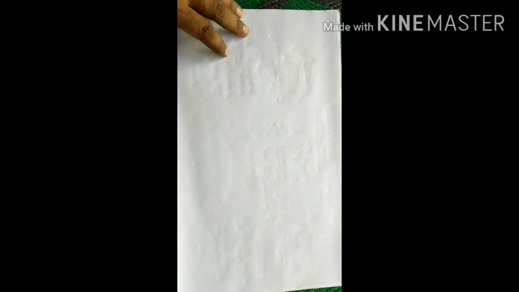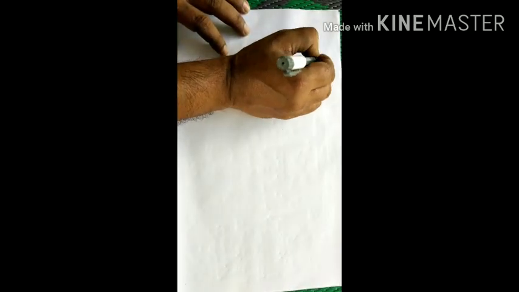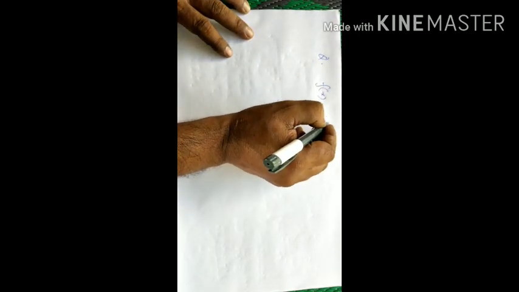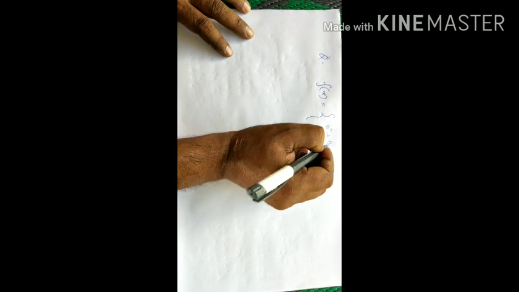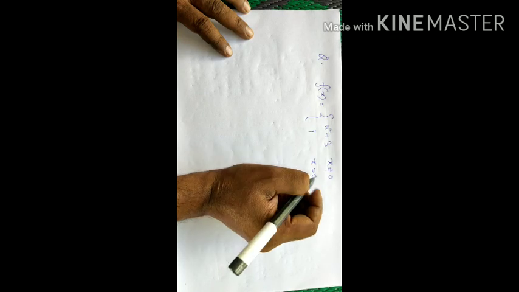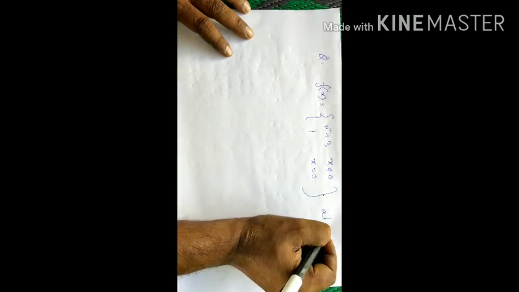Now, I am going to discuss another problem on continuity. So, the question is: f(x) is equal to x square plus 3 when x not equal to 0, and 1 when x is equal to 0. Your point is at x is equal to 0. At x is equal to 0, check whether the function is continuous or not.